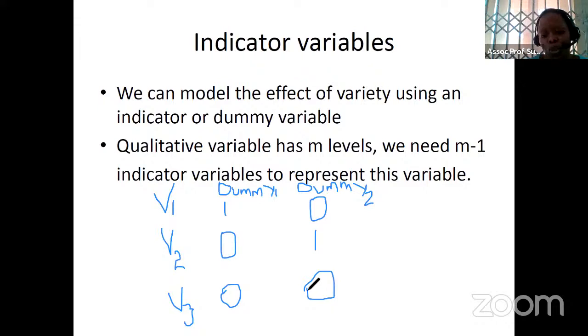Then in your regression model, you also include them in the model. If you find that they are significant, that means you need them in your model, and you can now include them in the regression equation. Okay. Any questions so far?